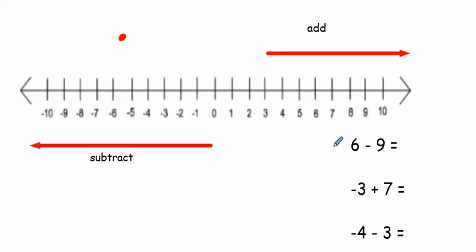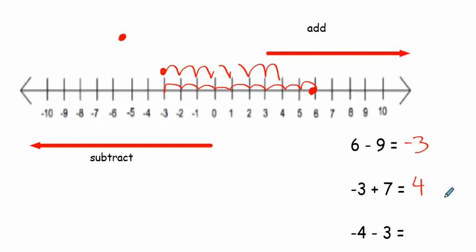So to represent this on a number line, if I have 6 minus 9, I would be starting at 6, and I take away 9, so that means if I'm subtracting, I'm going to the left. So I go 9 places, 1, 2, 3, 4, 5, 6, 7, 8, 9, and that leads me to negative 3. Okay. If I have negative 3 plus 7, I start at negative 3, and then I'm going to add 7, so I'm going to go to the right. So 1, 2, 3, 4, 5, 6, 7. So I end up at positive 4.